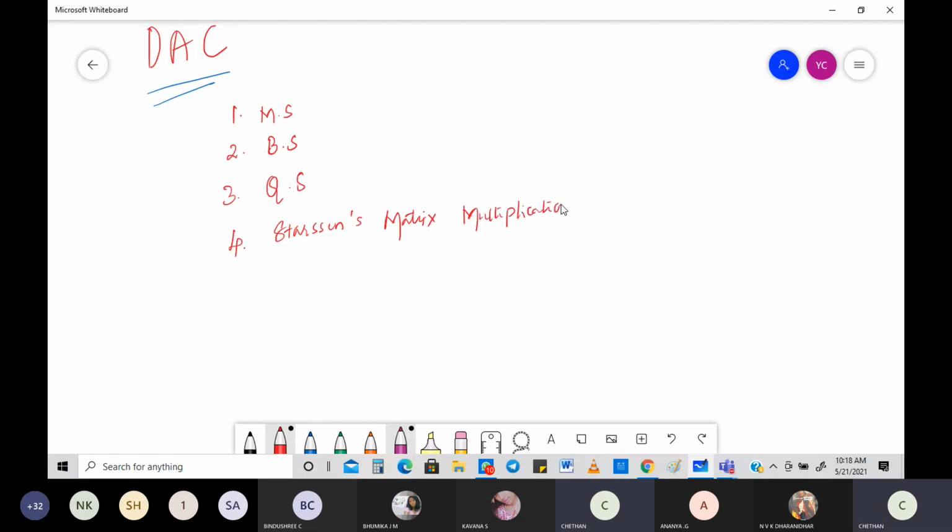All these things are examples of your what? Divide and conquer technique. People will ask you, under divide and conquer, what all you studied? These are the things you need to study: merge sort, binary search, quick sort, and Strassen's matrix multiplication, which you're going to study now.